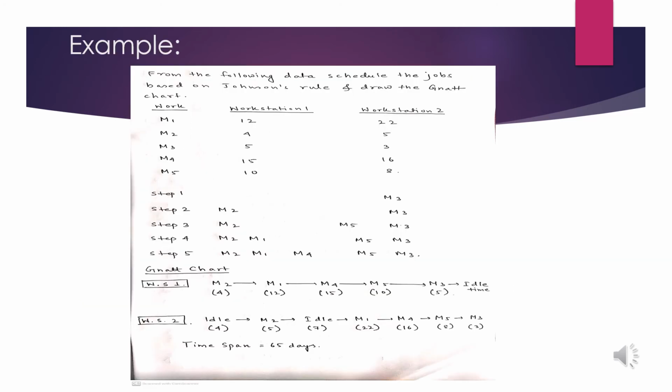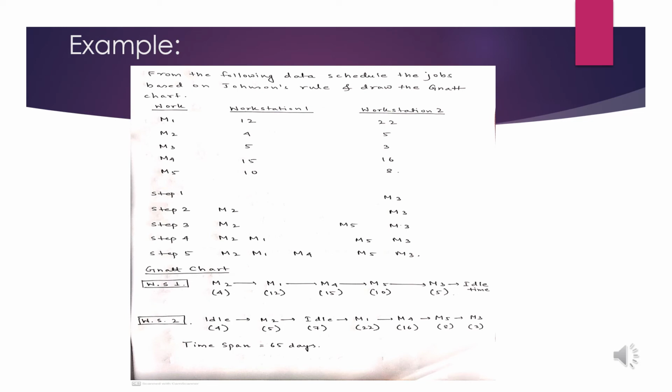Now moving on to one example that we need to calculate from Johnson's rule. Given the following data, schedule the jobs based on Johnson's rule and also draw the Gantt chart. A Gantt chart is practically one kind of flow chart which shows us the ideal kind of scheduling based on Johnson's rule. So the jobs mentioned here are M1, M2, M3, M4 and M5.